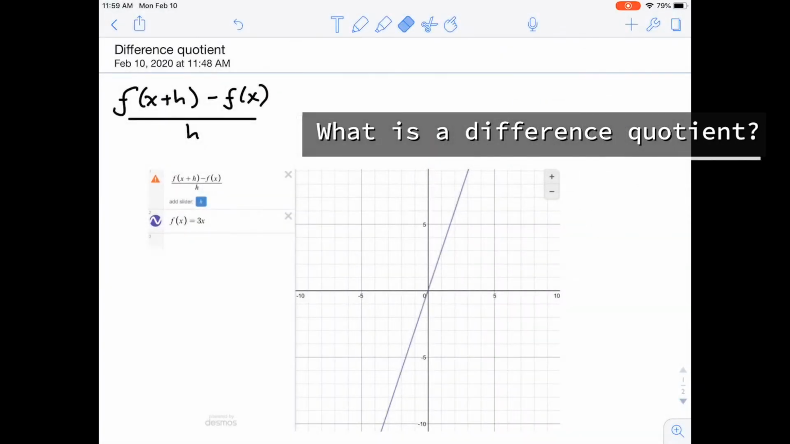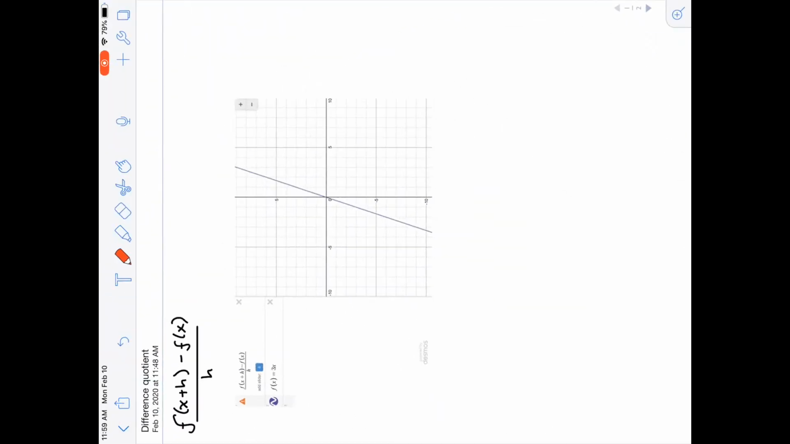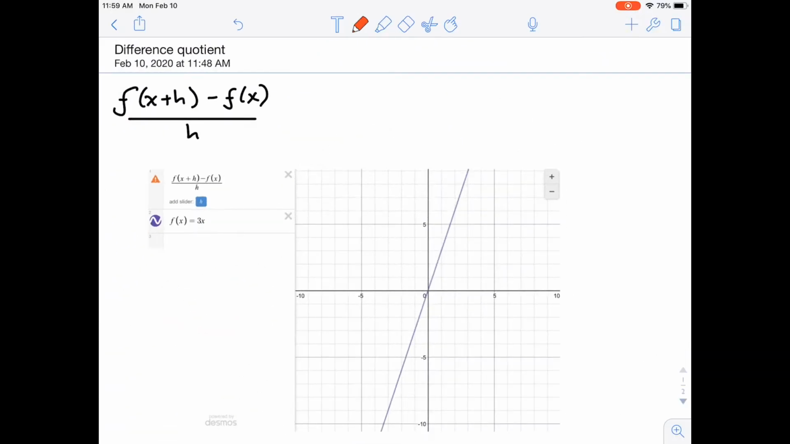So this video is to help explain how a difference quotient works. The difference quotient is given by f of x plus h minus f of x, divided by h. I'm going to illustrate that using an actual example here.